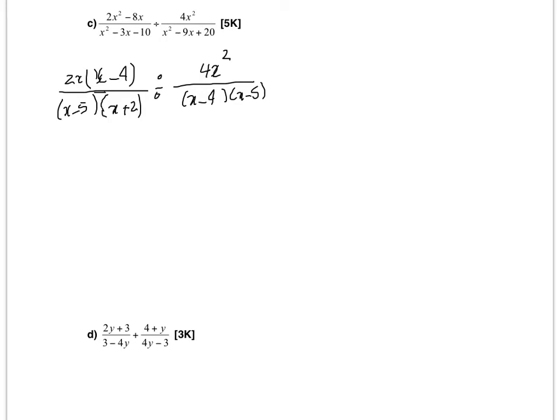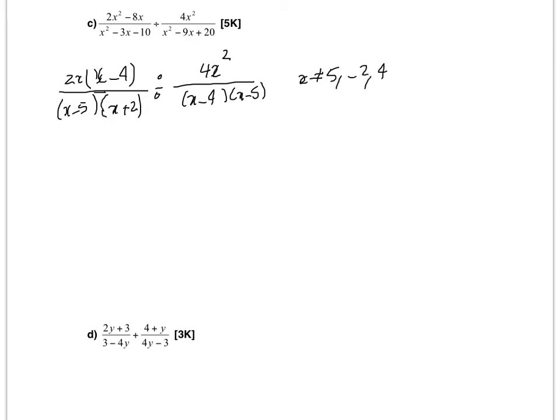Now before I do anything, I'm going to write the restrictions. I can see that x cannot be equal to 5 because x minus 5 is 0. x cannot be negative 2 and x cannot be 4. So the restrictions are x cannot be equal to 5, negative 2, and 4.